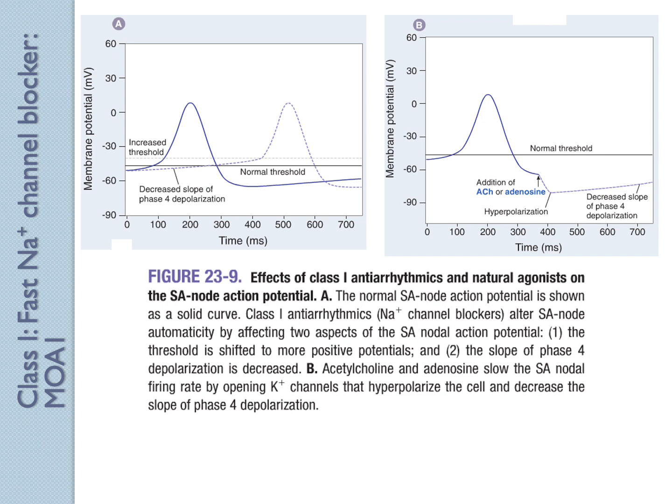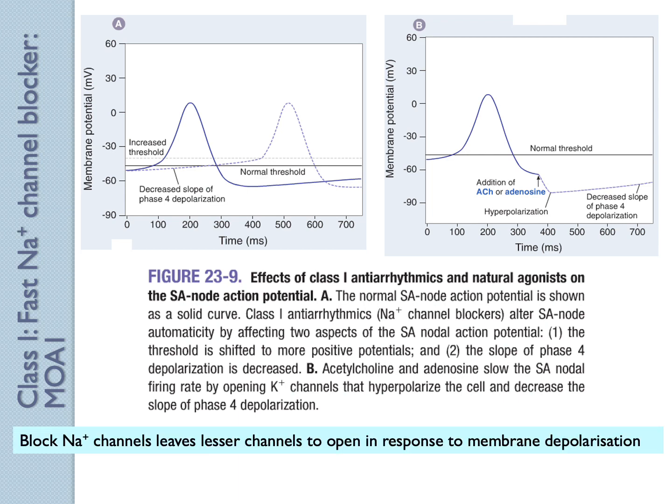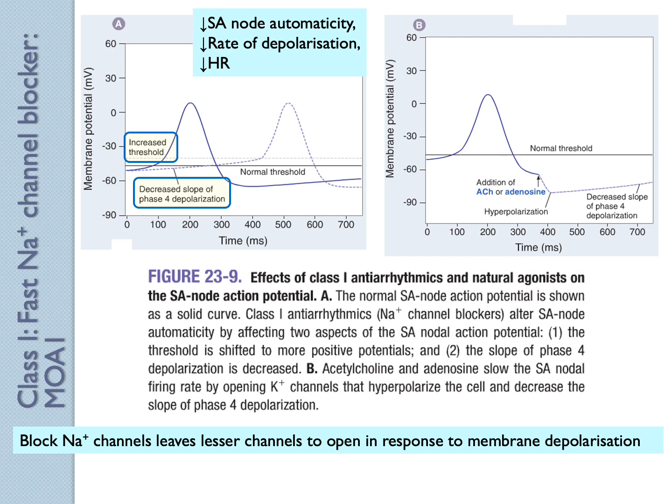So the details you can just read through. As a fast sodium channel blocker, if you block it, it leaves fewer channels to be open in response to another wave of depolarization, right? As a result, you get lesser SA node automaticity, so you get a lower rate of depolarization and a lower heart rate.